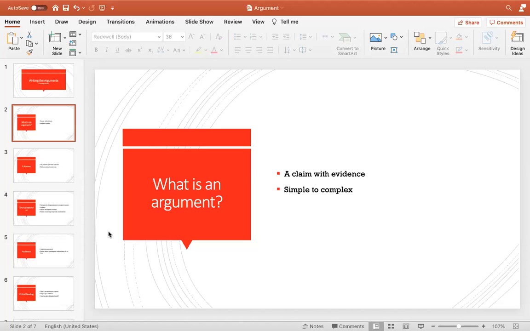Now, your argument overall, therefore, is a combination of your claim and the evidence that you provide. So after the literature review part, you start providing your arguments to support your initial claim or your contention.